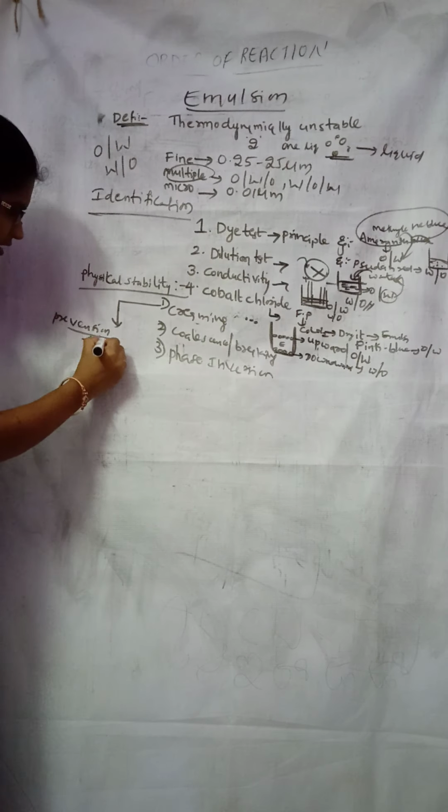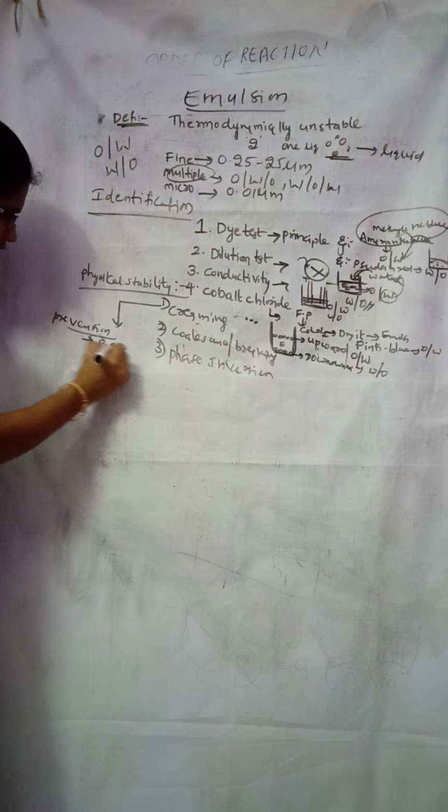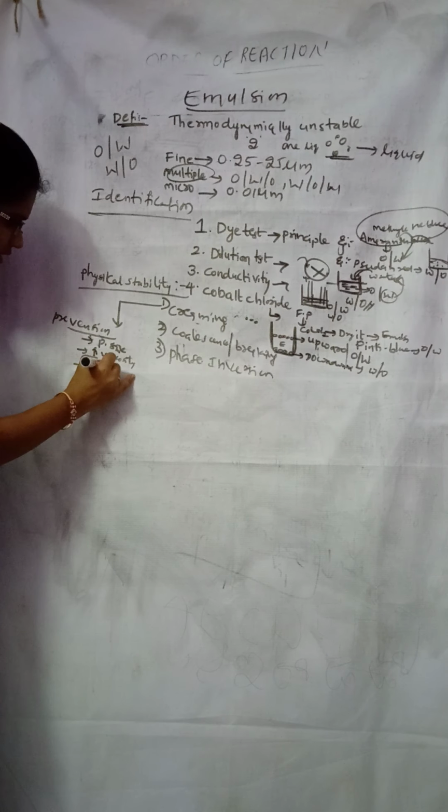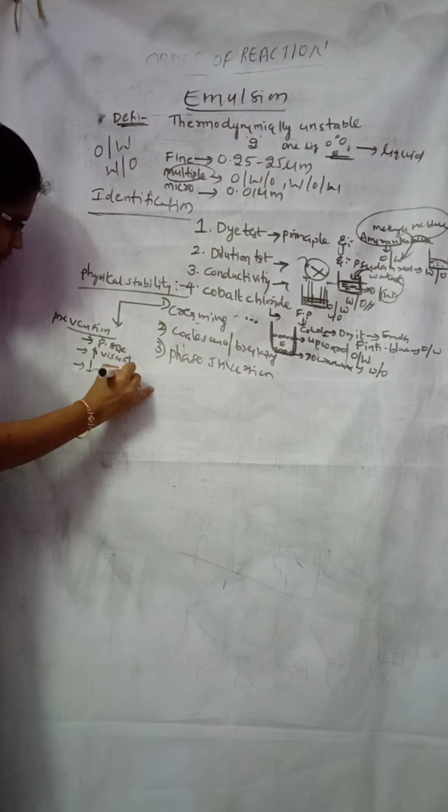Now we'll see the prevention, how to prevent this creaming. What you have to do is, either you reduce the particle size, or you increase the viscosity, or you reduce the density difference between the dispersed phase and the dispersion medium. By doing these three you can prevent creaming.